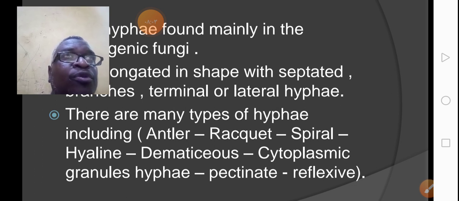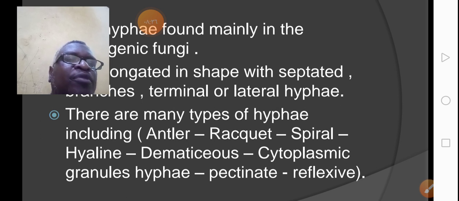We have many types, especially of imperfect fungi. We call it the deuteromycetes group, and dermatophyte species, which infect the skin from the head down to your toe. And there are many types when we grow and isolate these fungi. We have many different shapes, including antler, racquet, spiral, and most of these dermatophyte types of hyphae, most of them are hyaline. Hyaline means it is transparent.